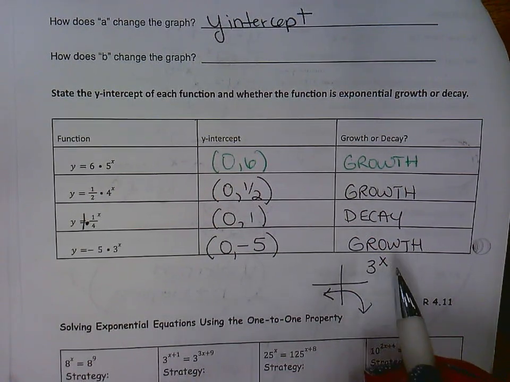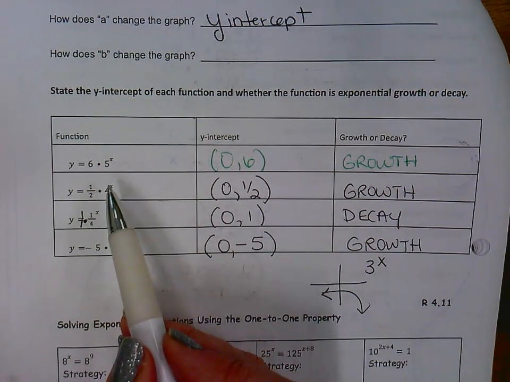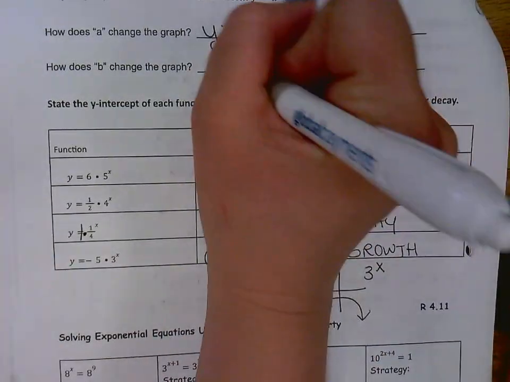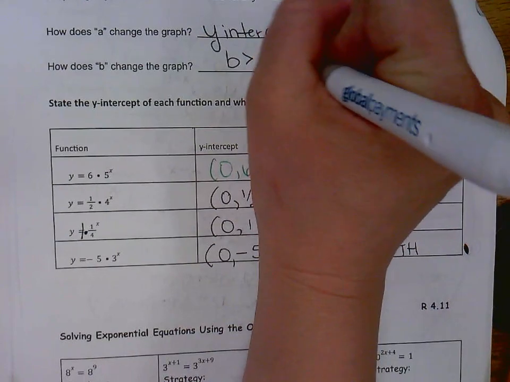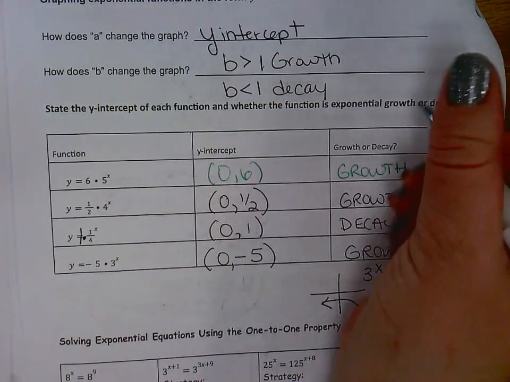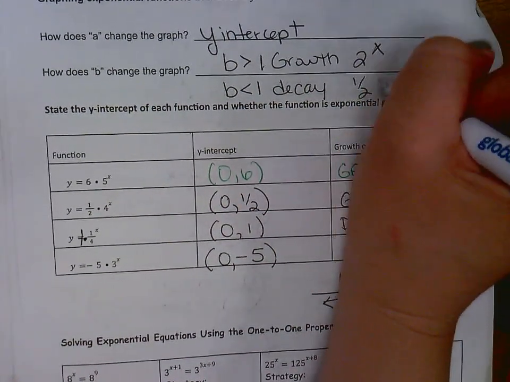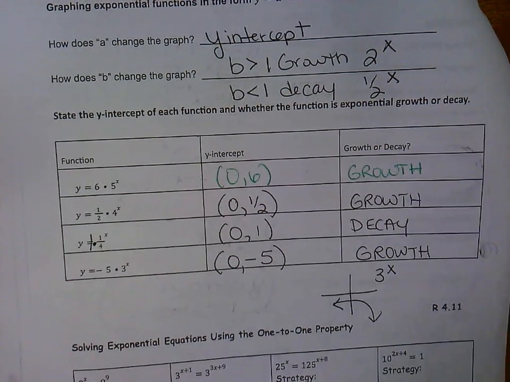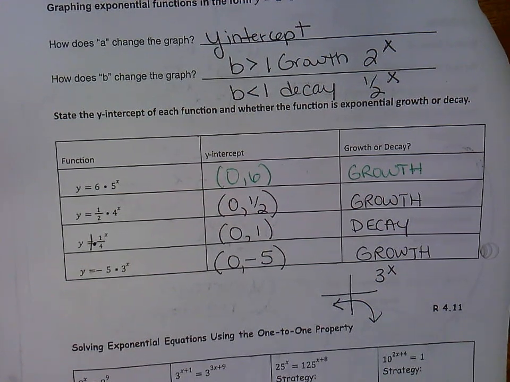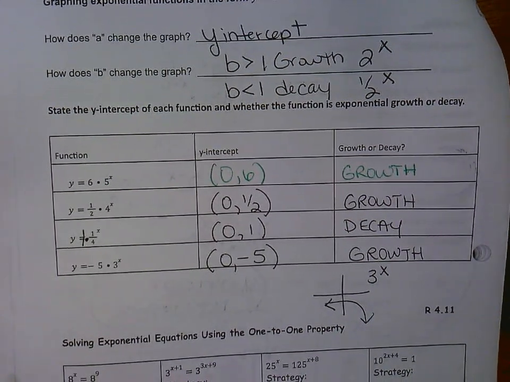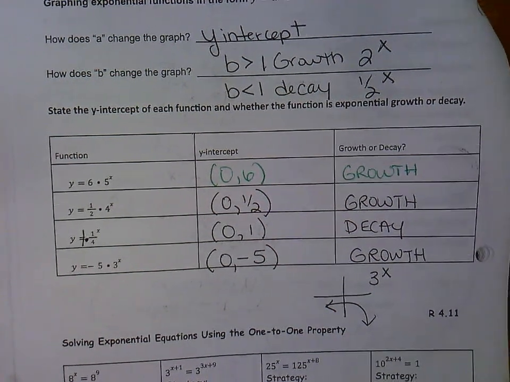So do you see how the b value, 5 to the x, 4 to the x, 1/4 to the x, 3 to the x, that's affecting if it's growth, right? So if b was bigger than 1, it was growth. And if b was less than 1, it was decay, like a fraction, right? Like 2 to the x versus 1/2 to the x. We already kind of knew that from our previous work. All right, so I'll give you a second to write that down. Then I'm going to switch to page 412 to practice this. Has everybody got this part written down?